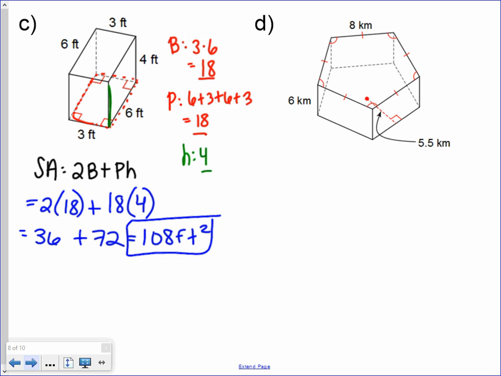And then volume is just area of the base times the height. Now for a cube or for a rectangular prism like this, it's literally length times width times height. So our area of the base is 18 times the height is 4. What's 18 times 4? 72. Okay, no, Riley can't answer anymore though. Thank you though, Riley. 18 times 4. Did we all type that in? 18 times 4. 72 feet squared, or feet cubed, excuse me.